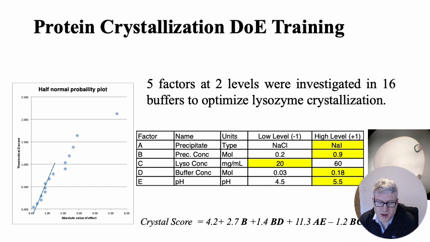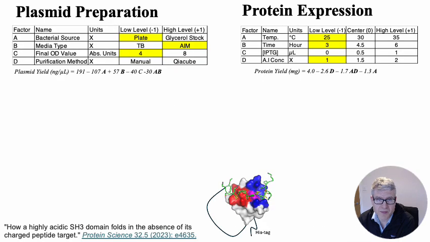So you can, for example, do a bit more of a screen the first time and then hone in on some of the most important factors and go beyond the original levels. And this is a really quick and simple way for students to pick up how to use DoE, and it can be used for actual crystallizations in research, which we've done as well.